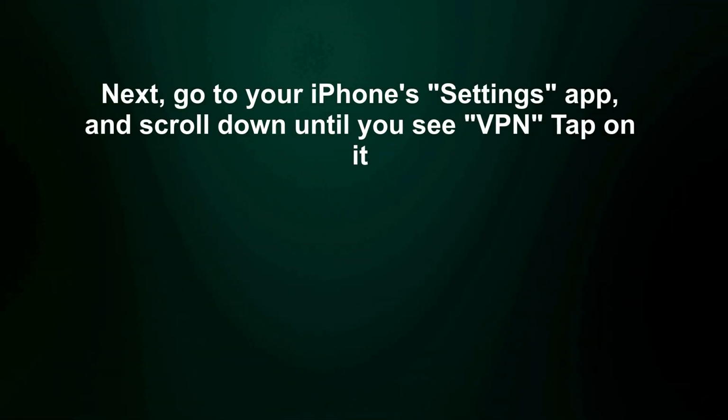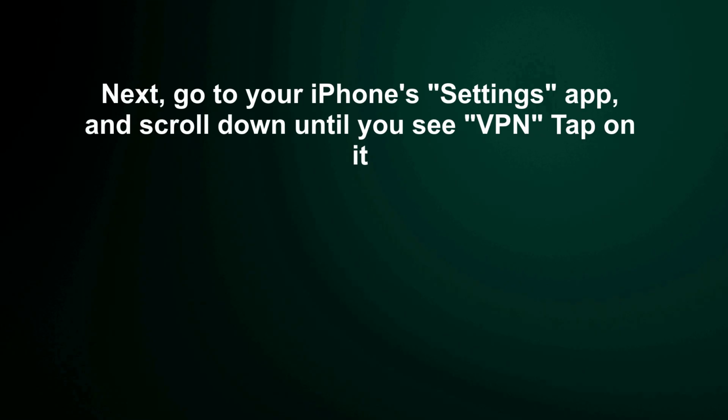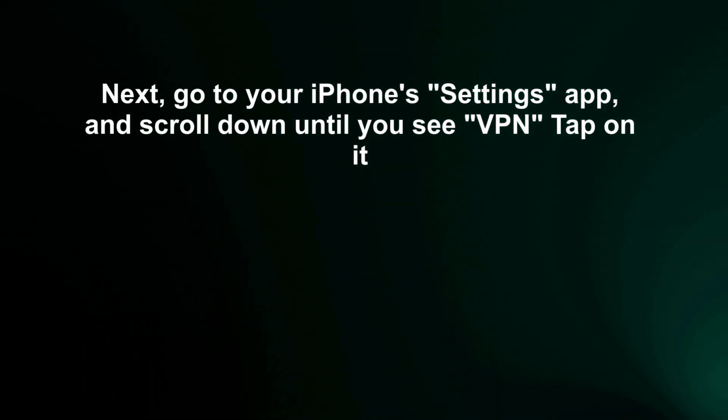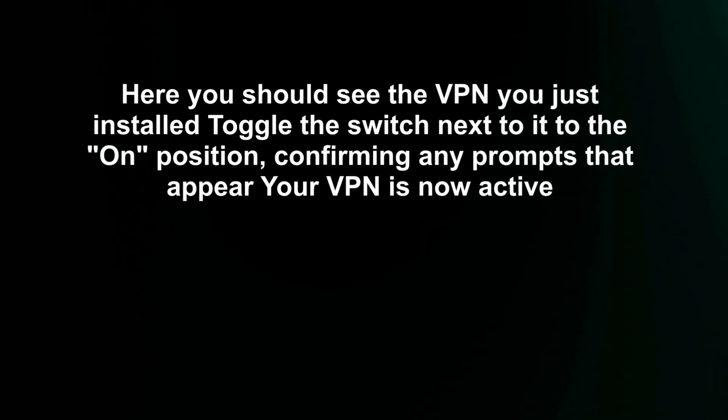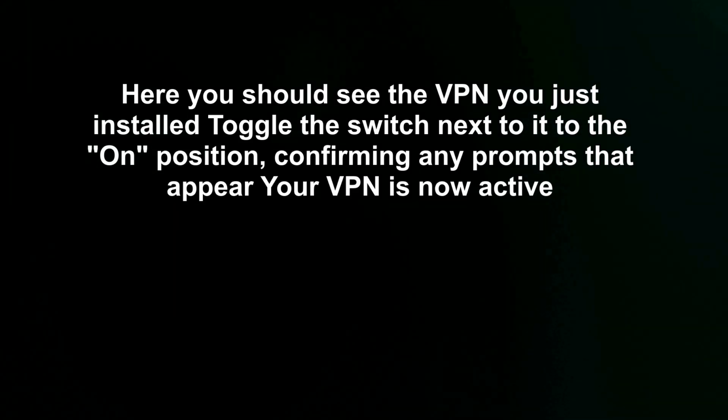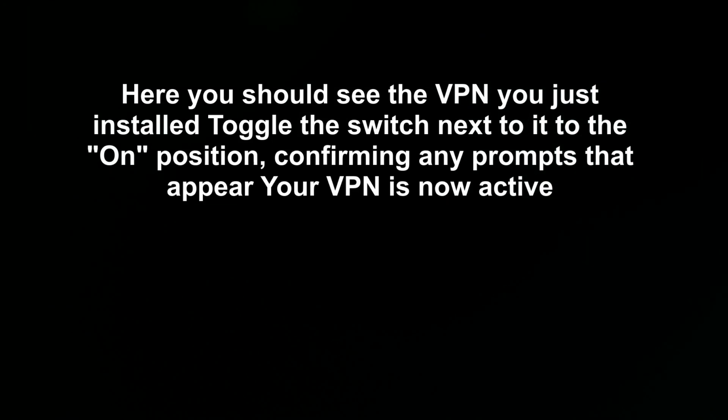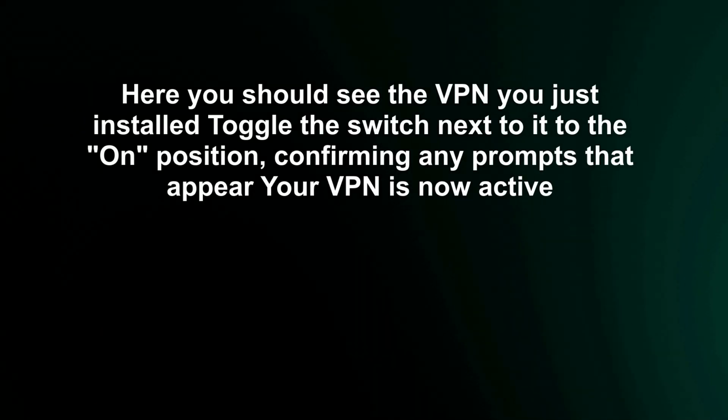Next, go to your iPhone Settings app and scroll down until you see VPN. Tap on it. Here you should see the VPN you just installed. Toggle the switch next to it to the on position, confirming any prompts that appear. Your VPN is now active.